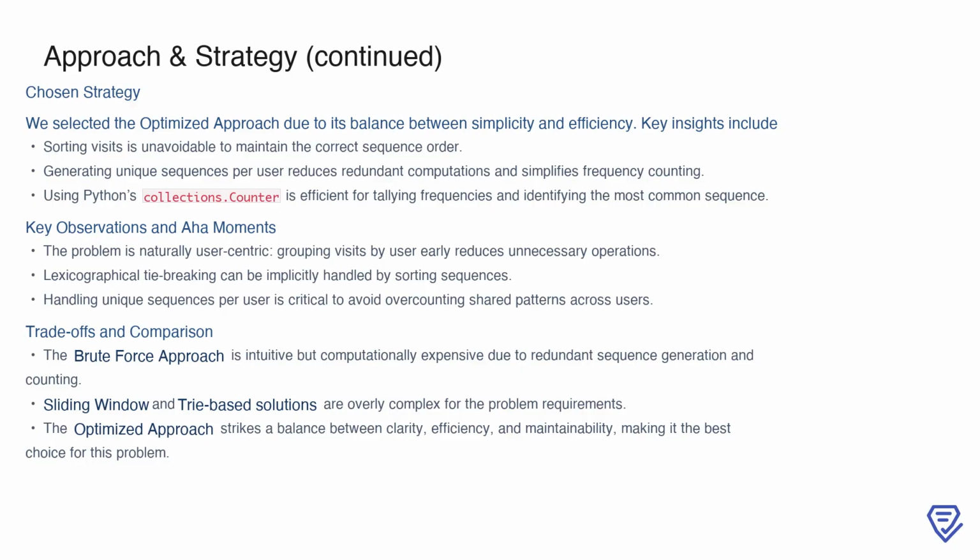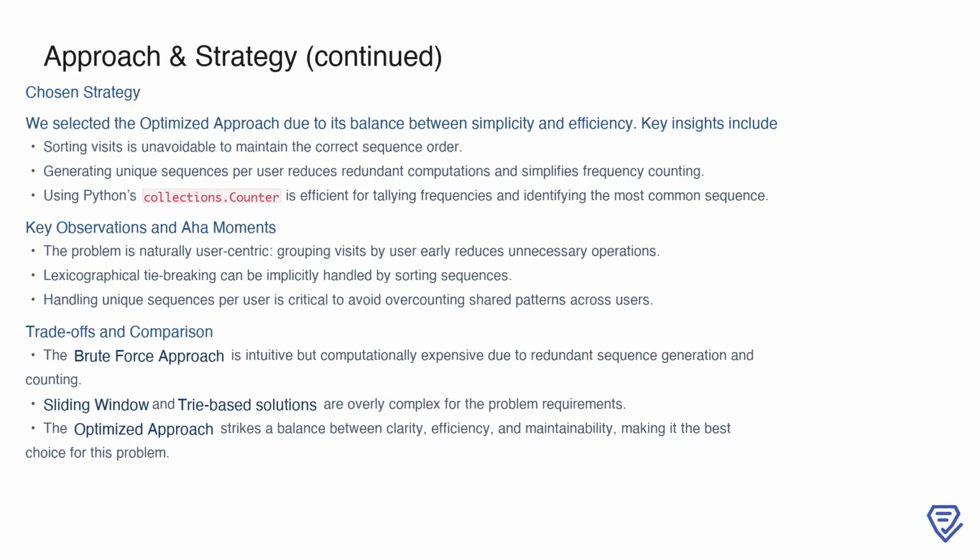Sorting visits is a necessary step to preserve the order of website sequences, but generating unique sequences per user avoids redundant computations, simplifying the overall process. Additionally, Python's collections Counter makes frequency counting both fast and straightforward, allowing us to easily identify the most common sequence.